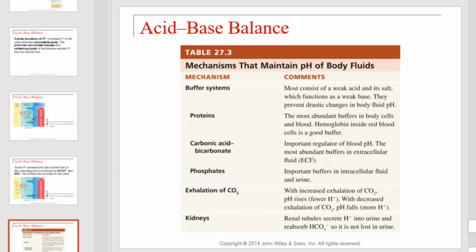This table will provide you with a summary of the mechanisms that maintain pH in your body fluids. The mechanisms are listed at the left, and the commentary describing their function on the right.